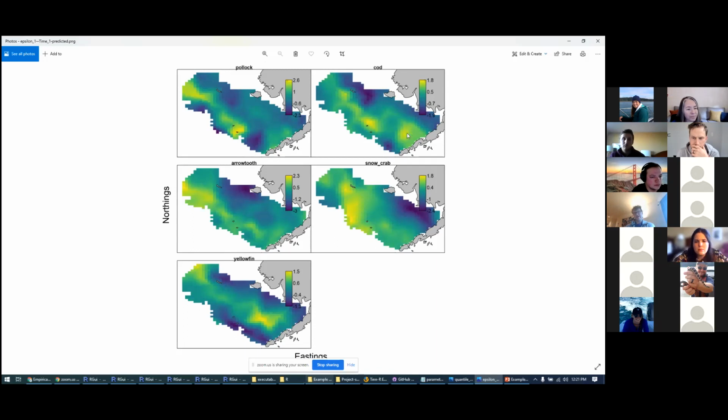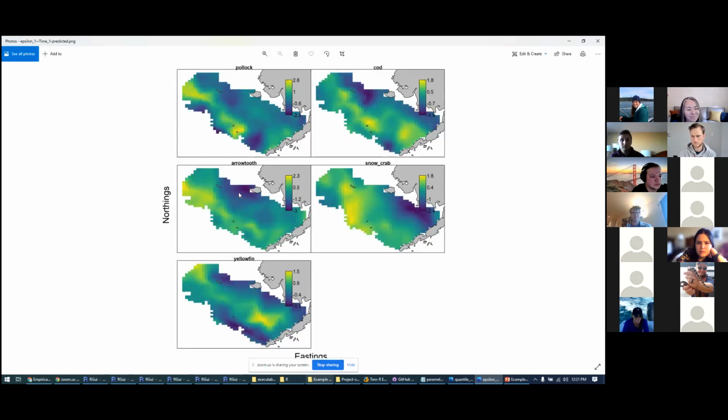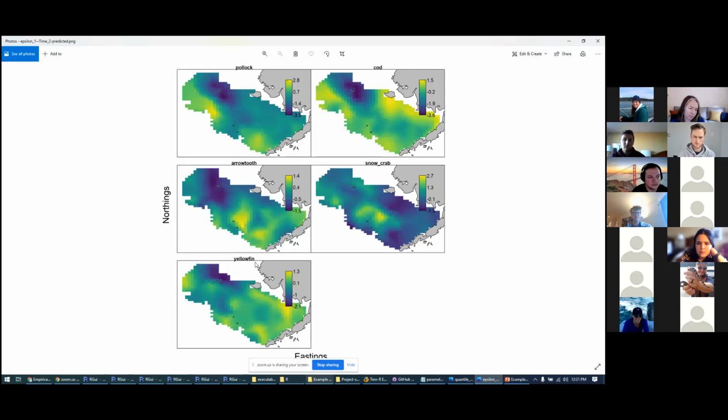And over time, cod is decreasing in that same area, whereas arrowtooth, yeah, interesting. Anyway, I'm not going to spend too much time trying to interpret this first factor, but I guess what it's saying is that over time, arrowtooth has gotten more high density in this area that it's colonizing. And then the second mode of variability has this oscillation and has a different set of response maps.